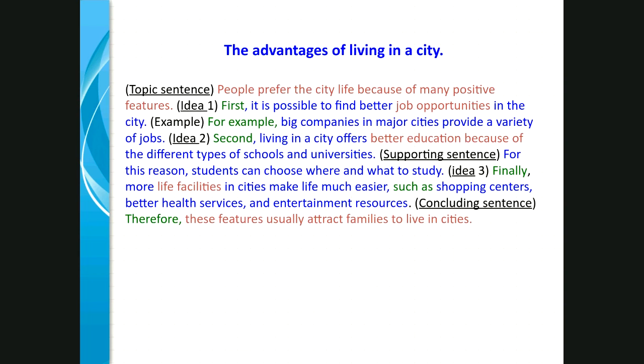What does it look like? So this is the topic, the title, the advantages of living in a city. Here we started with the topic sentence. And as you can see, it's very general and very short. Okay, you shouldn't write a complex sentence here.